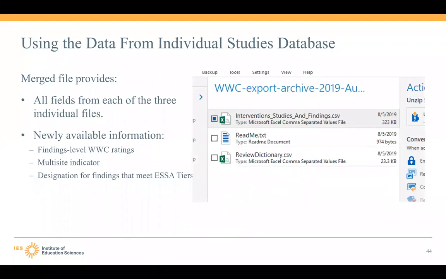So the zip file that downloads gives you a few things that I want to point out. They have the merged file at the top, and they have instructions in a text file for downloading the CSV file into an Excel document. And then they also have a data dictionary with all of the variable names in order. And then within the merged file, there are actually a couple new features like findings level ratings, as Natalia discussed earlier. There is now a multi-site indicator for all studies that meet the standards, and designations for findings that meet ESSA Tiers 1 and 2.